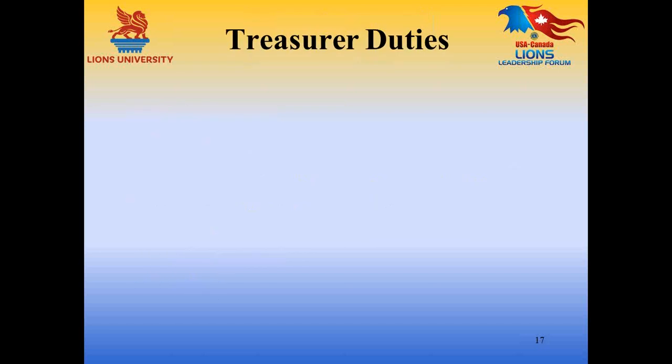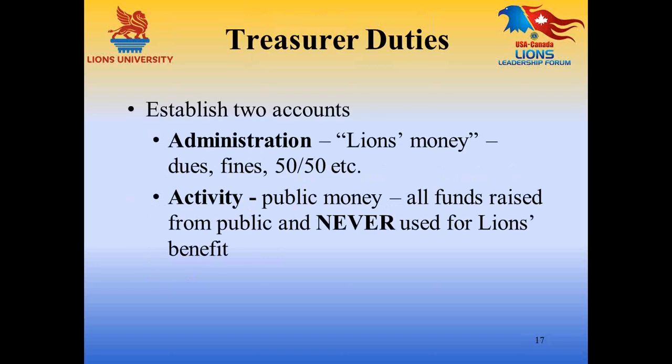The treasurer should ensure that a bank account or accounts are set up as required in accordance with the board policy, and that administration, that's the Lions money, and activity, which is the public monies, are always accounted for separately. And I'm sure that you all know that activity money is never ever used for the benefit of Lions.